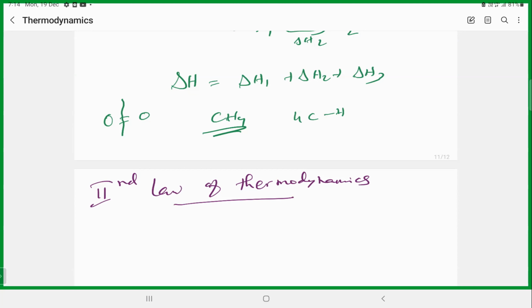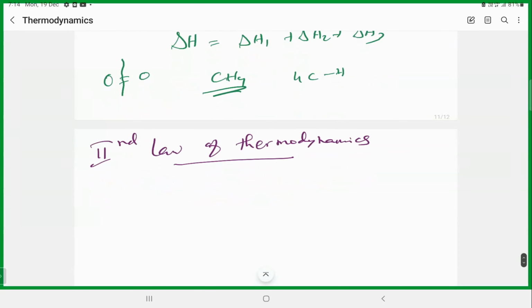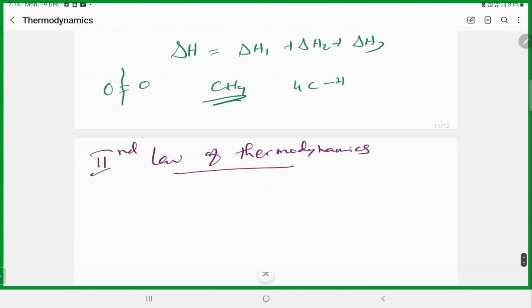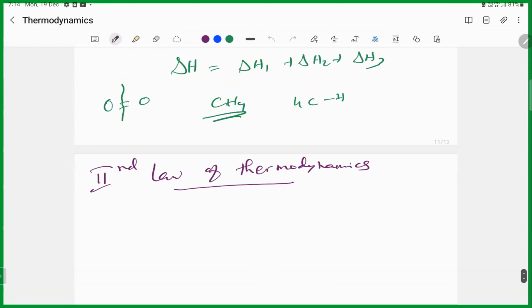So what is the limitation of the first law of thermodynamics? The major limitation is that it indicates the exact equivalence between the various forms of energy involved in any process, but it provides no information concerning the feasibility or spontaneity of the process. So, the limitations of the first law.